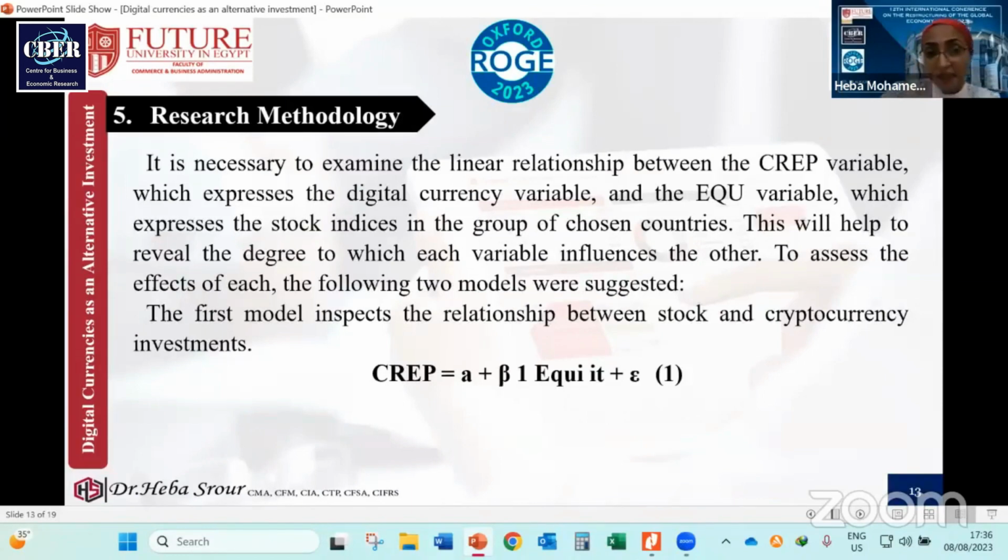For example, the relation based on linear relationship between cryptocurrency variable and stock market variable will help to reveal the degree to which each variable influences the other. To assess the effect of each, the following two models were suggested. The first model inspects the relationship between stock and the cryptocurrency investment, and here's our model.